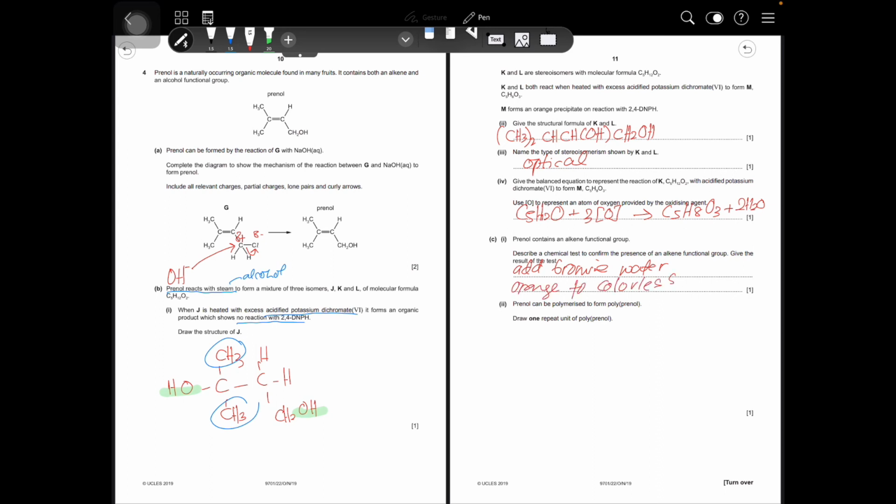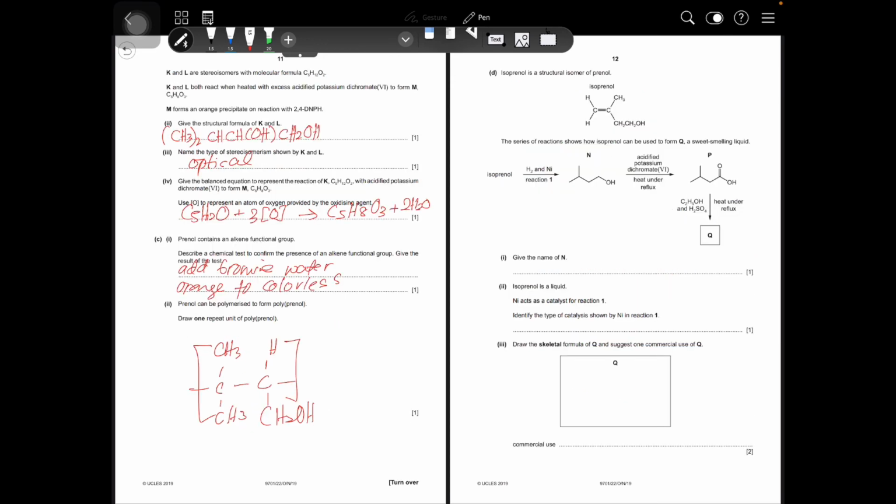Prenol can be polymerized to form polyprenol. Draw one repeated unit of polyprenol. In polymerization, the C double bond C will be opened up. So we have the CH3, C, CH3, and there is no more double bond here. So we have H and CH2OH. So the double bond has been opened up into 2 sigma bonds.